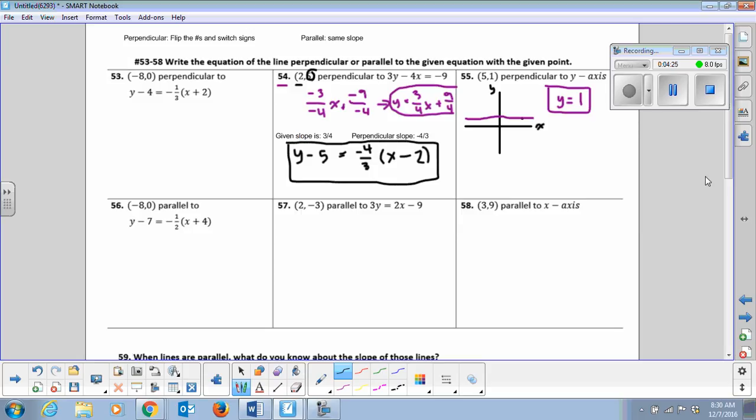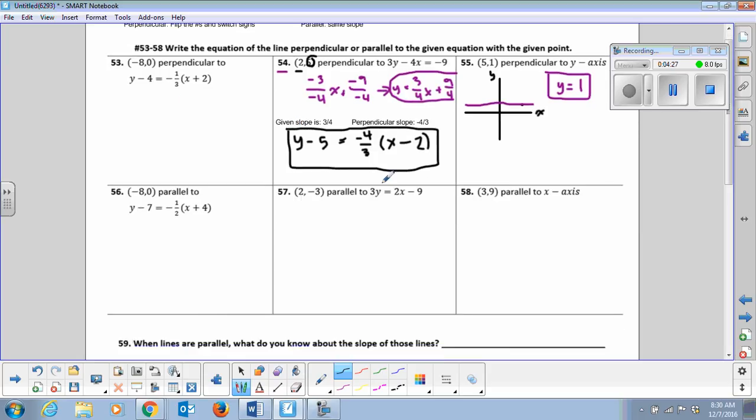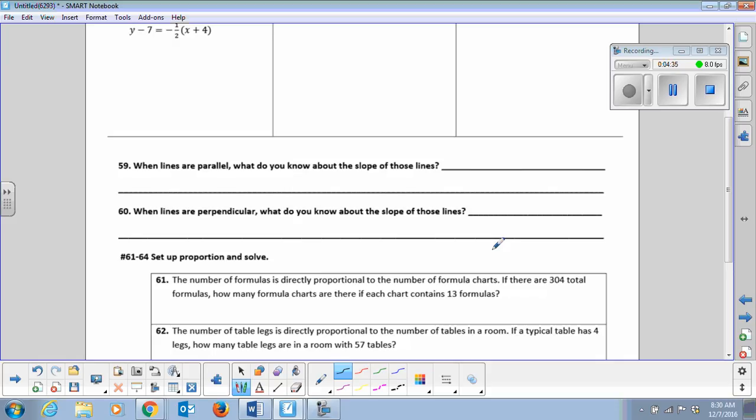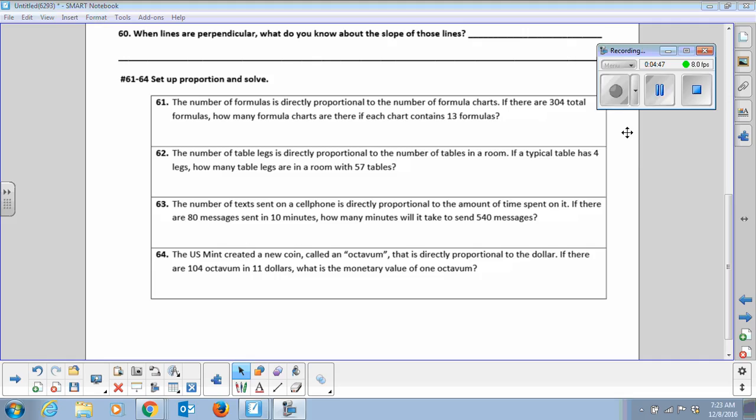Okay, so remember to use point slope form on these. You only need to rearrange one more for perpendicular, and for parallel, remember that same slope, so y'all should be able to do those 3. 59 and 60, I talked a lot about parallel and perpendicular. Look at the top of your page if you're not sure what to write.